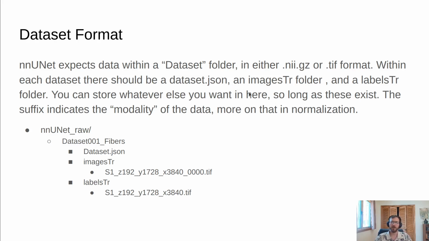Then you need an imagesTr folder and a labelsTr folder. You can also put whatever you want in there. You can put other things in this folder, and nnUNet won't throw errors or anything. So I tend to store actually a fair bit of stuff in there. I'll store different types of data. If I've got, say, labels that are some thicker, some smaller, I'll store different samples so I can just quickly swap those out and not have to go digging for the data.